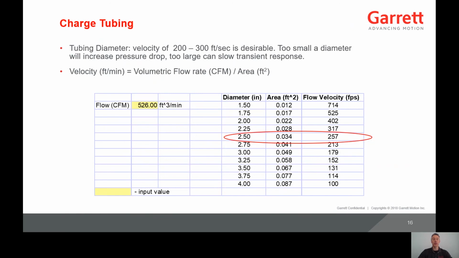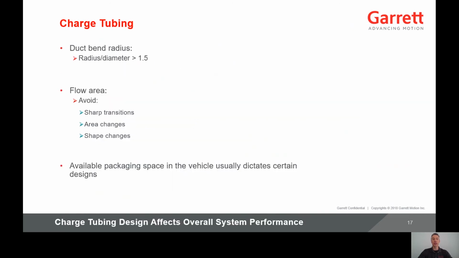Using the 526 cubic feet per minute for our 400 horsepower application, a 2.5-inch diameter tube results in a velocity of 257 feet per second. This is within our target range, so it will work for our application, and luckily it's a common size for aluminum tubing. For general design guidelines, bends in the tubing should be at least 1.5 times greater than the tubing diameter. The flow area should be free of restrictive elements, such as sharp transitions or large area or shape changes. These best practices optimize system performance, but at some point the available space in the vehicle usually dictates certain designs.